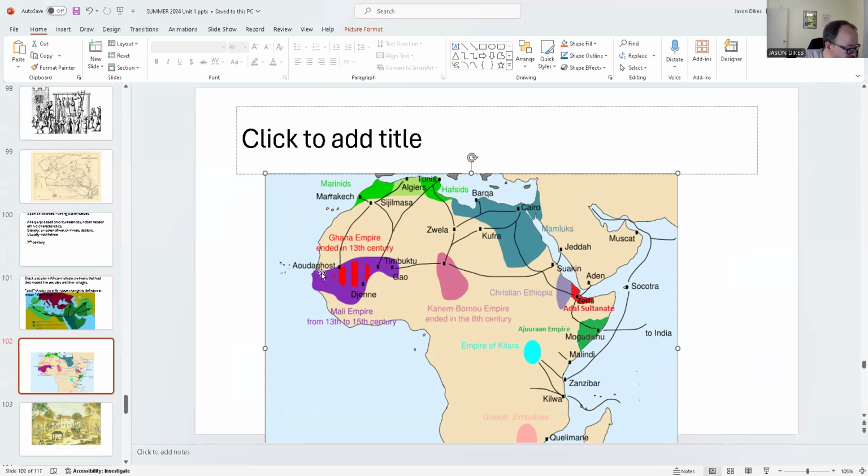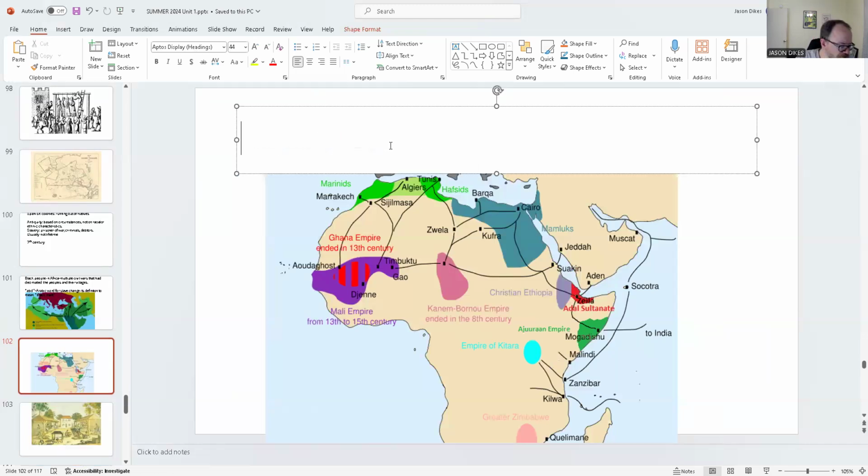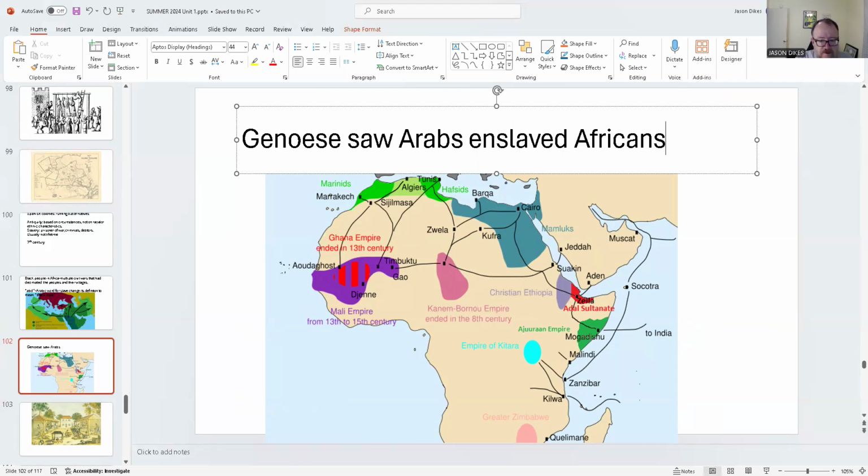And what began to happen is the first Europeans to pick up on the idea of enslaving Africans were the Genoese, what is now Italy. They took a look and saw that Arabs enslaved Africans. And so, why reinvent the wheel here? We'll pick up where they left off, or we'll pick up with what they're doing.